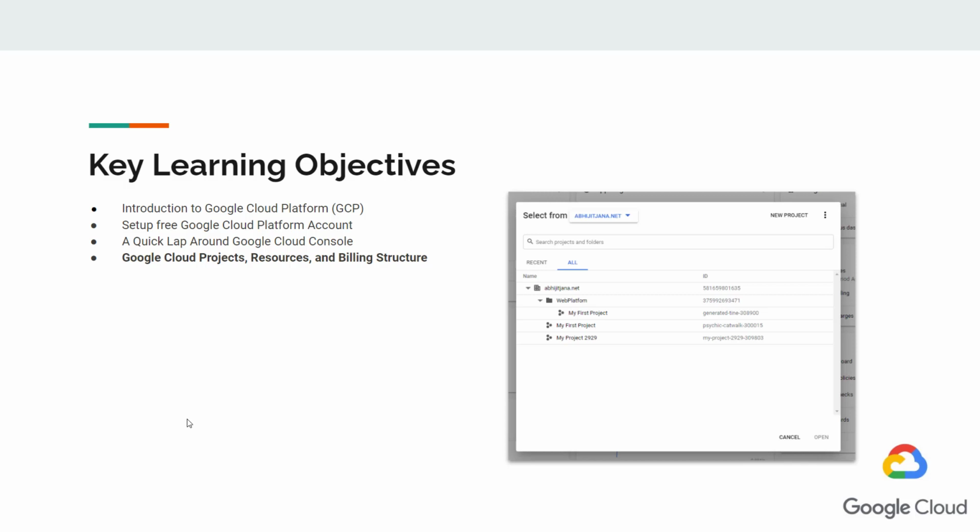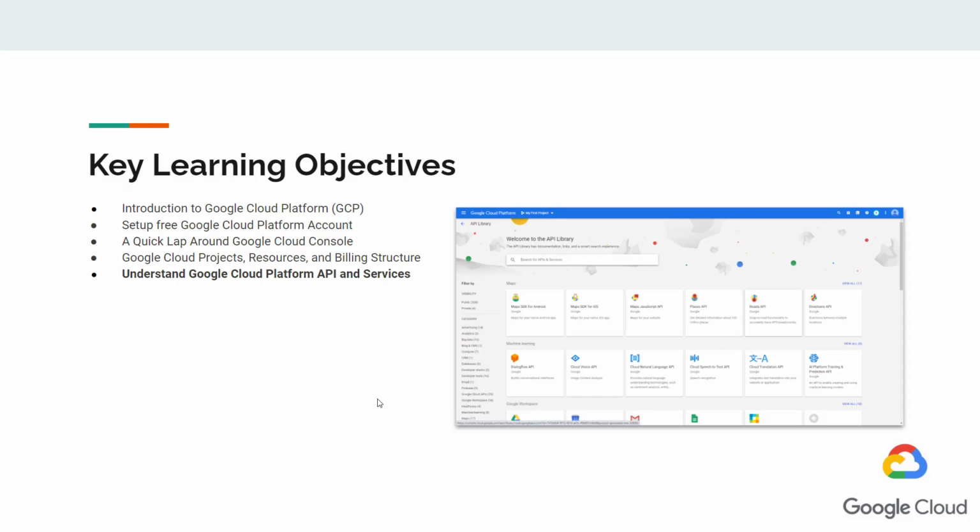In this section, we'll explore what a Google Cloud project is, what the different types of resources available are and how they are linked with the project, and we'll also clear our fundamental understanding of billing and how to link billing with your projects or with your organizational account.